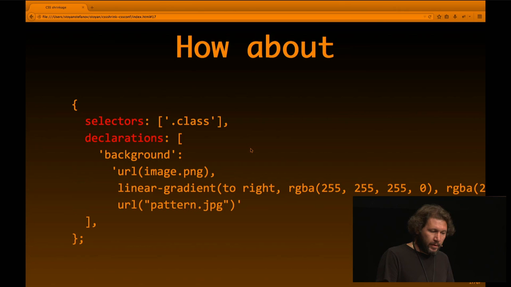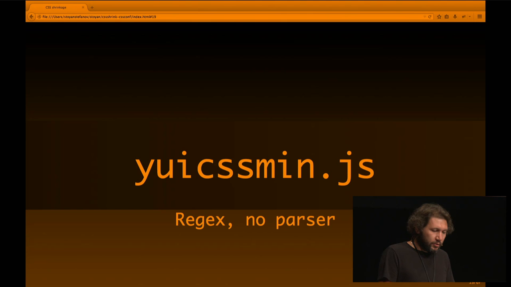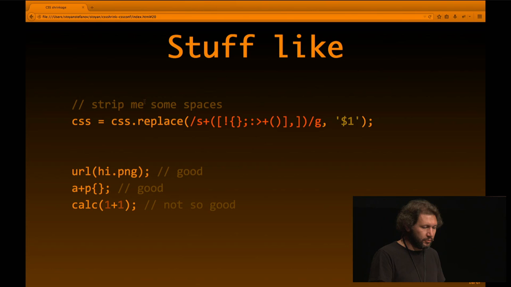I was contributing to the YUI CSS minifier, which is based on regular expressions, and there's no parser. So you have some horrendous-looking regular expressions that are meant to strip spaces. They work pretty well most of the time. You can strip spaces here, you can strip spaces here, but it turns out that in calc, for example, you cannot just blindly strip spaces around the plus sign because it matters. So it quickly becomes not so powerful in terms of what sort of minification it can do.